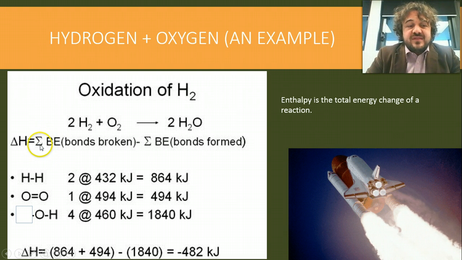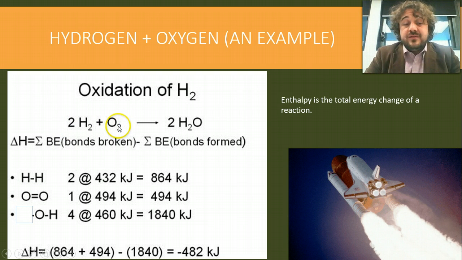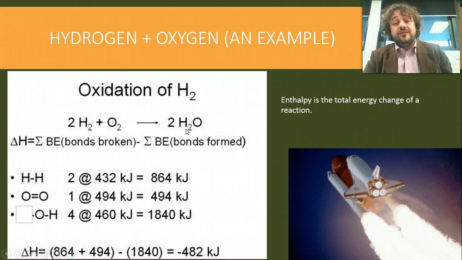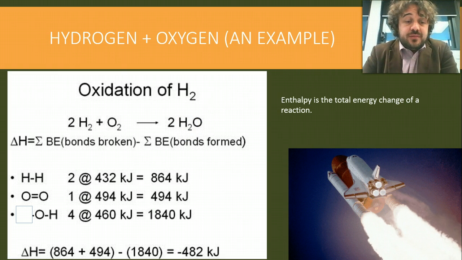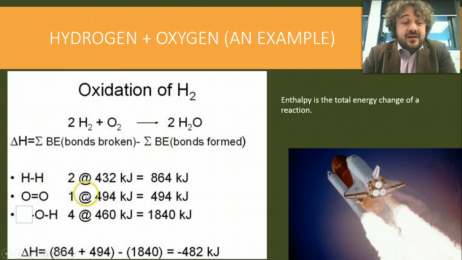Basically, the sum of the bond energy for the bonds broken minus the sum of the bond energy for the bonds formed gives us our enthalpy. Now if we have a look here, this is a hydrogen-hydrogen bond, of which we have two. This is an oxygen-to-oxygen bond, which we have one of. And this is a hydrogen-to-oxygen bond, of which we have two in a water molecule, and we've got two water molecules, so it means we have four of them. So we do a little maths, pretty simple. We add these ones together and we subtract it from that one. And this gives us our total energy change.